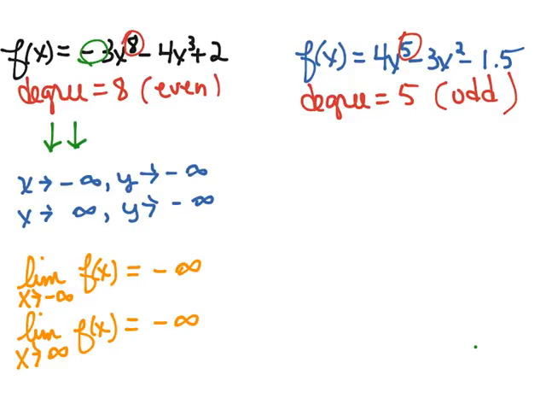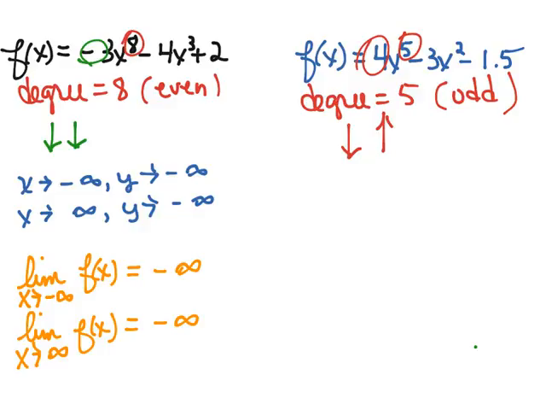Since our degree is 5, and our leading coefficient is positive because it's positive 4, our function is going to fall to the left and rise to the right. So our end behavior is down, up.